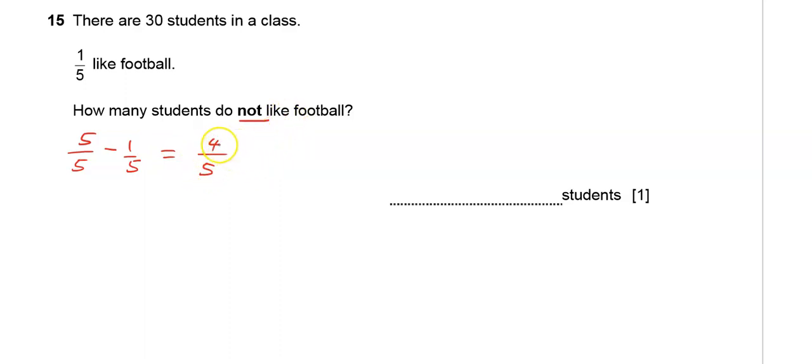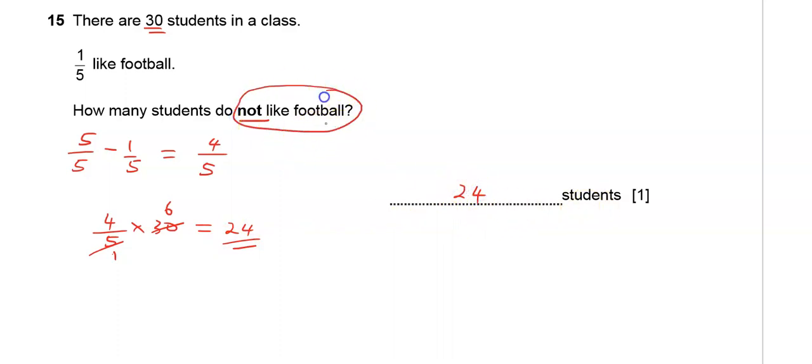But then what is 4 over 5 of 30? So 4 over 5 of 30 is how many students? Of course, you divide 30 by 5, you get 6. 6 times 4 gives us 24. So 24 students do not like football.